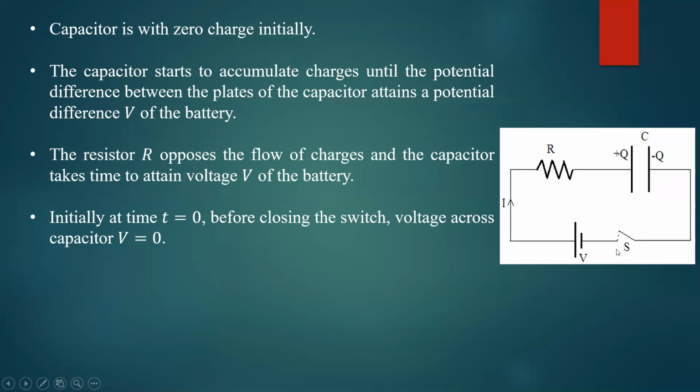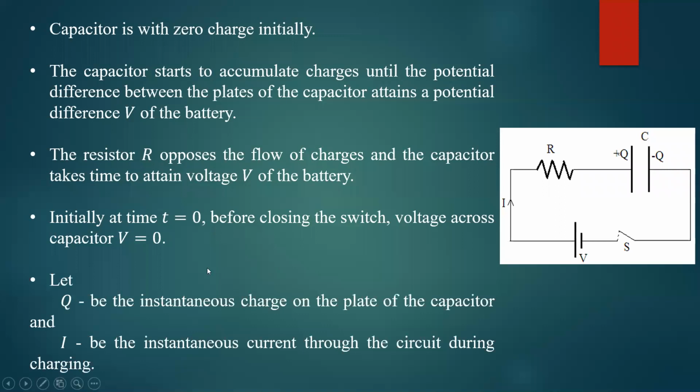When you put on the switch, charges start to flow and voltage across the capacitor starts to increase. Charge increases, and voltage also increases. Let Q be the instantaneous charge on the plate of the capacitor. Let Q be the charge on one of the plates. So if one plate has plus Q, the other plate definitely has minus Q. Q is the instantaneous charge and I is the instantaneous current.